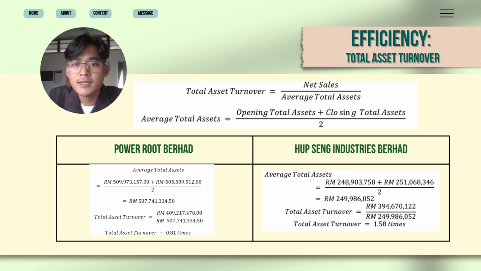Lastly, the total asset turnover ratio. Power Root Berhad recorded a total asset turnover of approximately 0.81 times, whereas HSIB achieved about 1.58 times. A higher total asset turnover indicates that a company uses its assets more efficiently to generate revenue. Therefore, HSIB again shows stronger performance as it generates 1 ringgit 58 cents of revenue for every 1 ringgit invested in assets, compared with only 81 cents for Power Root Berhad.